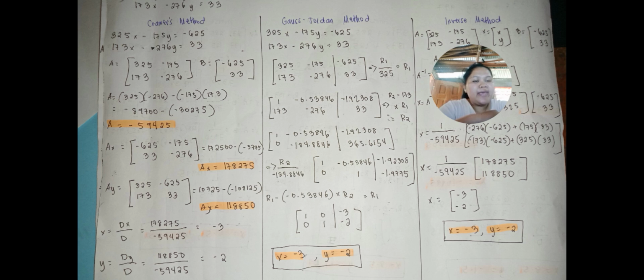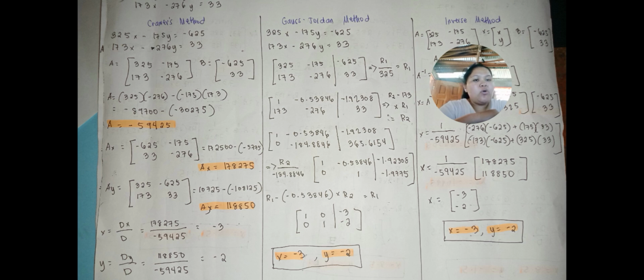Let us proceed. We make row 2, column 1 into 0, using the formula row 2 minus 173 times row 1. So it makes 0. Our next formula makes row 2, column 2 into 1 to make the diagonal 1. So, row 2 divided by negative 184.8848. It results in 1 on the diagonal.